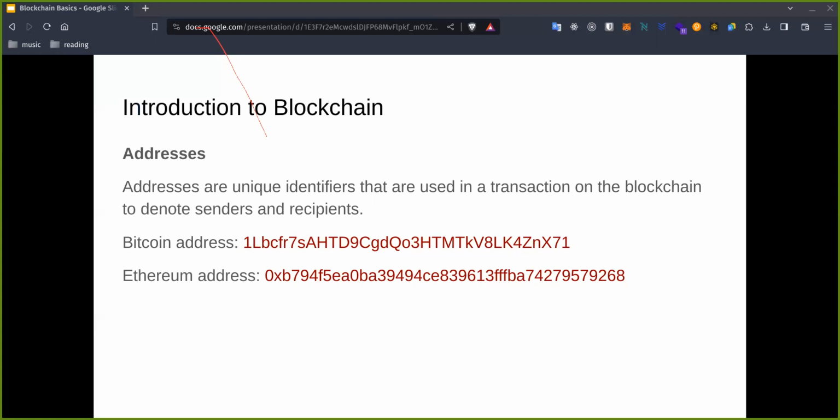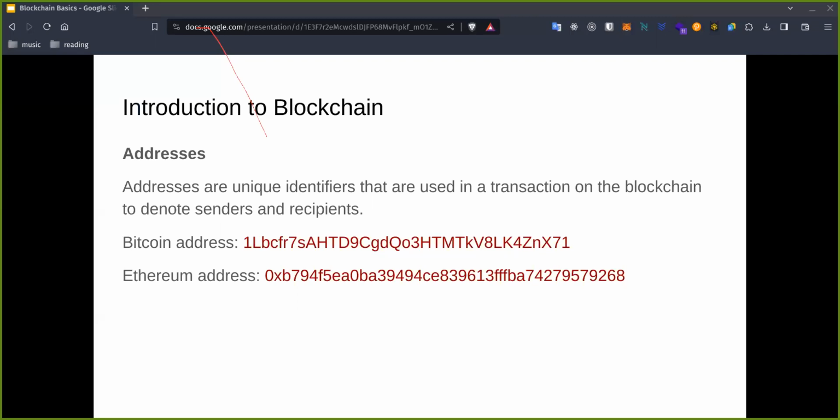So each blockchain network has its own way of deriving addresses. As you can see from the examples right there, a Bitcoin address is quite different from an Ethereum address. And the same also applies for other blockchains. So these addresses, as we'll be looking at tomorrow, are derived from a public key, or they can actually be your public key, depending on the network you're using.